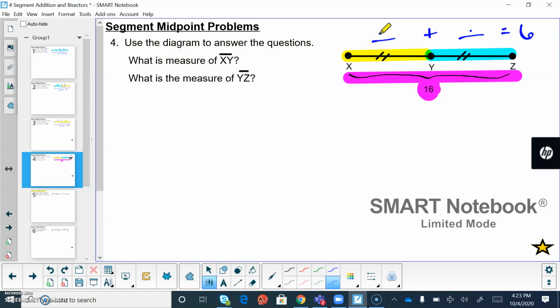Well, you can do a guess and check, like 5 plus 5 is 10 or 7 plus 7 is 14, and eventually you'll get to 8 plus 8, and 8 plus 8 is 16. So that means that the measure of both line segment XY and YZ is equal to 8. Or you can think of it that I've got two equal pieces, so I can take 16 and divide it by 2, and 16 divided by 2 is 8, so that means each piece needs to be an 8.